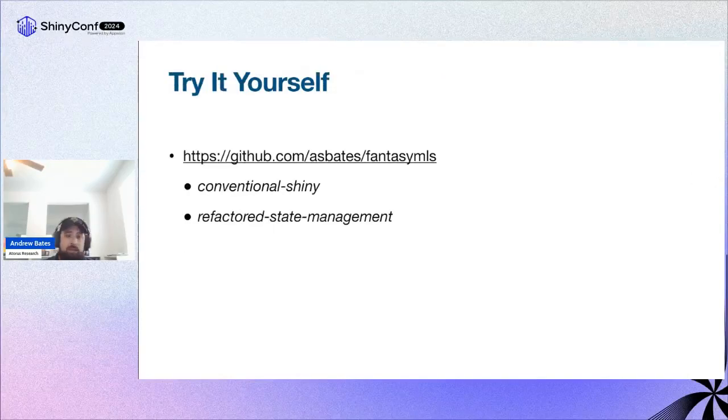So if this is interesting for you, I recommend you try it yourself. The app we looked at is available on GitHub, and you'll find the two branches here. Conventional Shiny will have the app implemented with reactive values and the sort of traditional approach. And this other branch, refactored state management, is going to be a refactored version using R6 classes and Gargoyle to handle the state management and events.